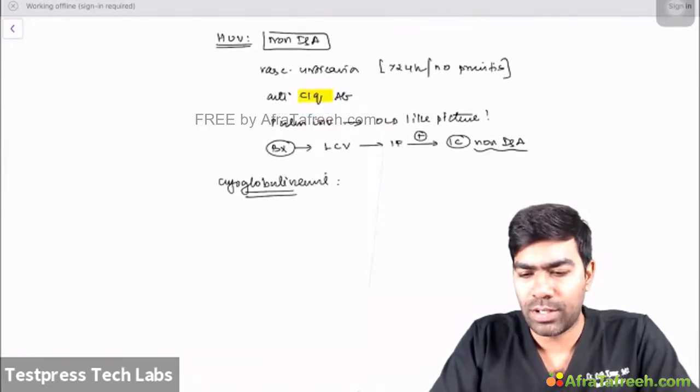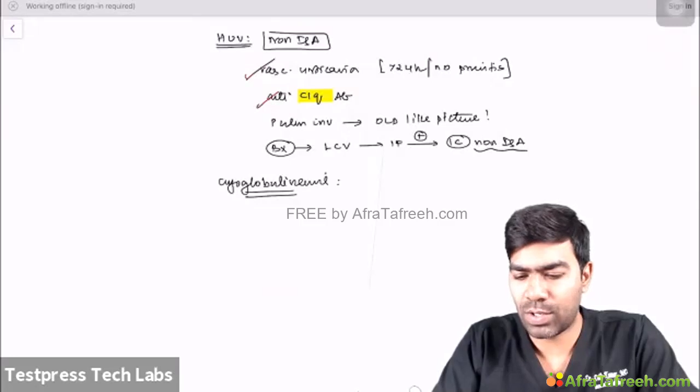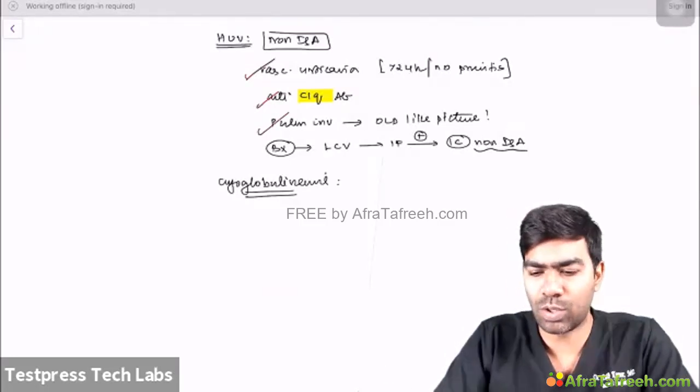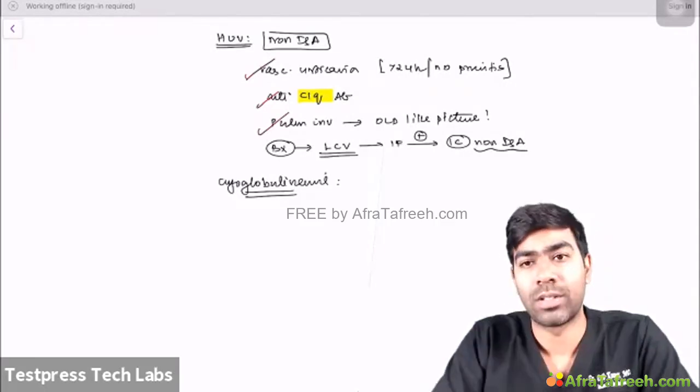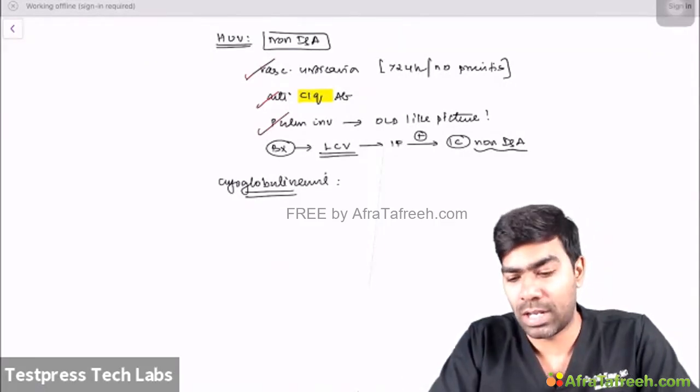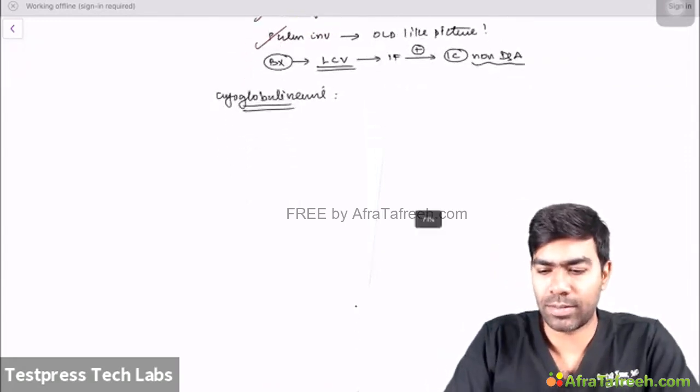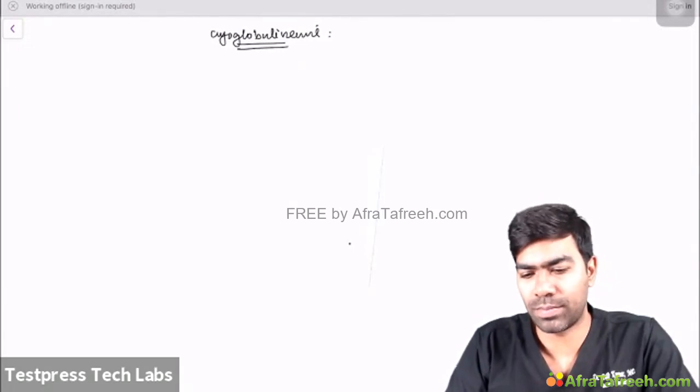So HUV will present with vasculitic urticaria, anti-C1q antibody, and pulmonary involvement, which will be typical like LCV, meaning leukocytoclastic vasculitis. Ashwin is asking what LCV is. LCV means leukocytoclastic vasculitis. We have discussed it already. I just want to write in short form. That's all.